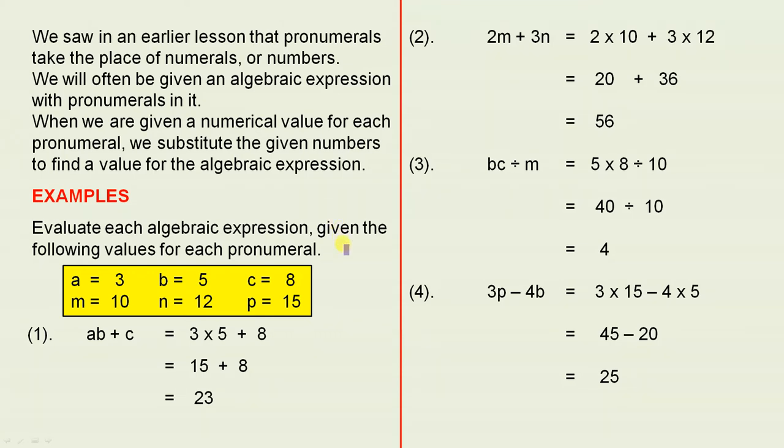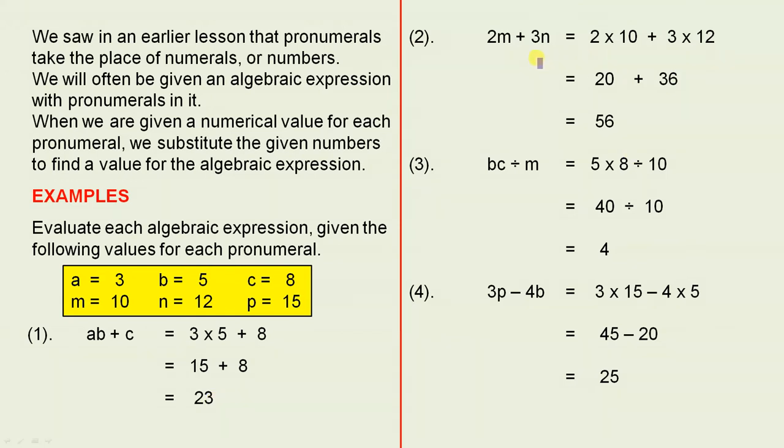Evaluate each algebraic expression given the following values for each pronumeral. So here we have 6 pronumerals, and each has a value. The first expression is AB plus C. Each of the pronumerals has a numerical value, so AB plus C will be 3 times 5 plus 8. All I've done is substitute the values for A, B and C. 3 5s are 15 plus 8. Remember our rule, we do multiplication first. So 3 5s are 15 plus 8. 15 plus 8 is 23.